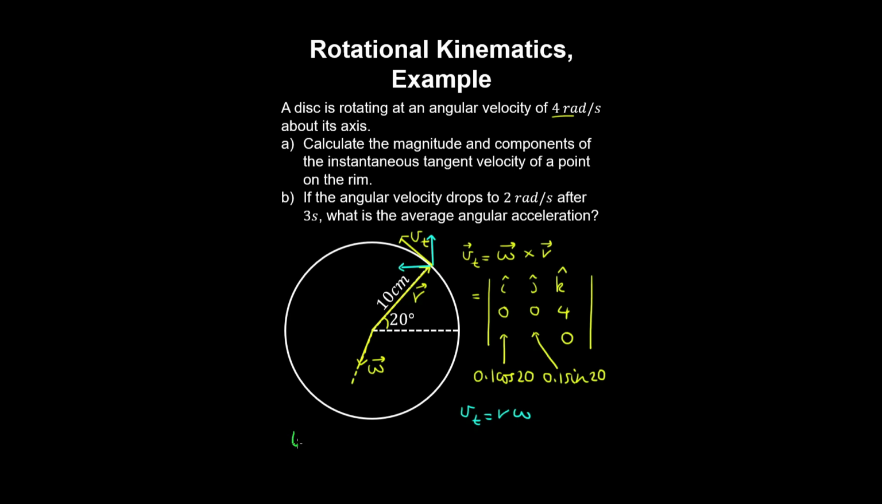And for part B, the average angular acceleration is equal to the change in angular velocity over the change in time, which is the final minus the initial angular velocity over 3 seconds. And this will give you an answer in radians per second squared. And because it's negative, the angular acceleration will be clockwise and pointing into the screen.